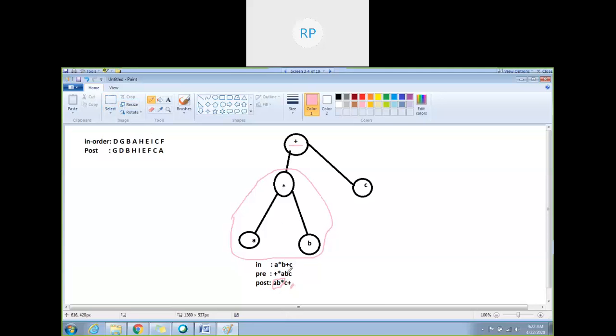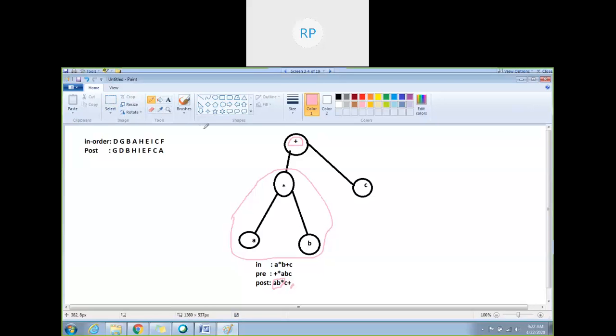And what about pre-order? Where can you find your root node in pre-order? In the starting position. Very good. In the starting itself, you can find your root node. So this will be helpful to construct the tree.